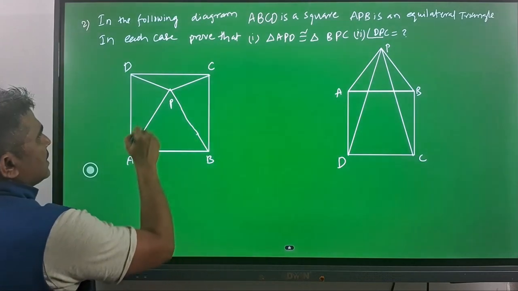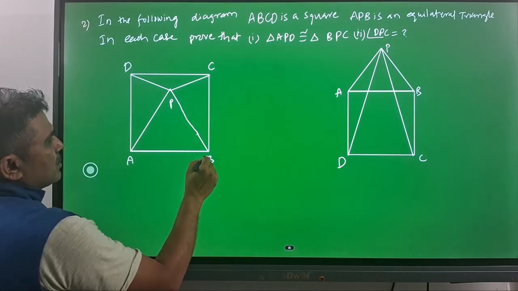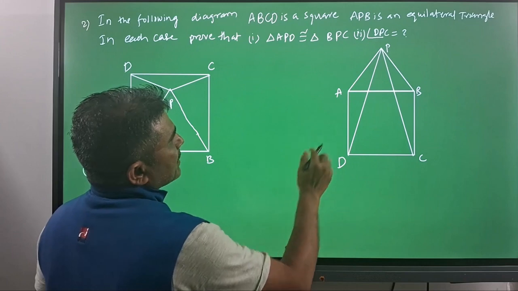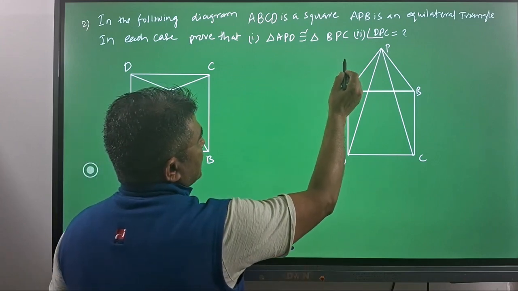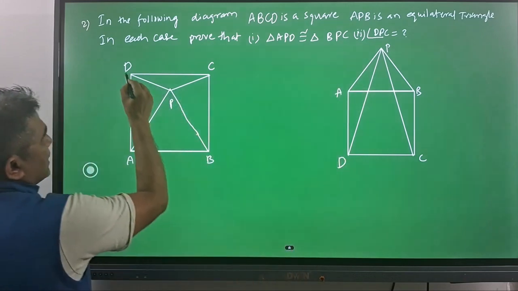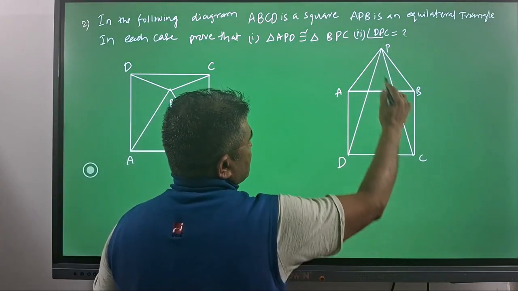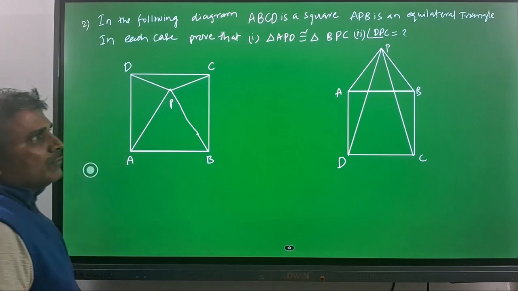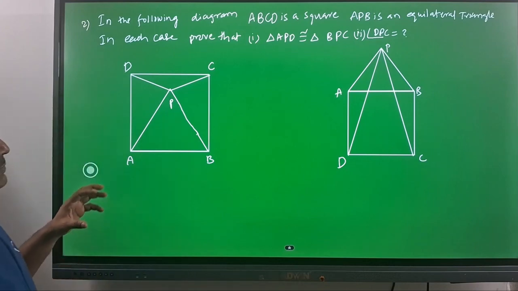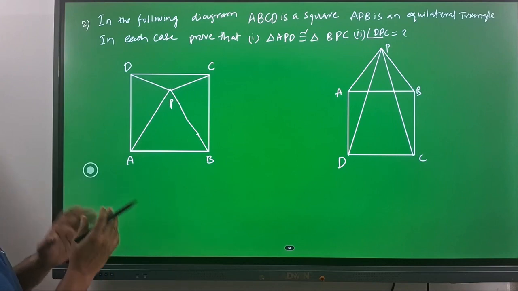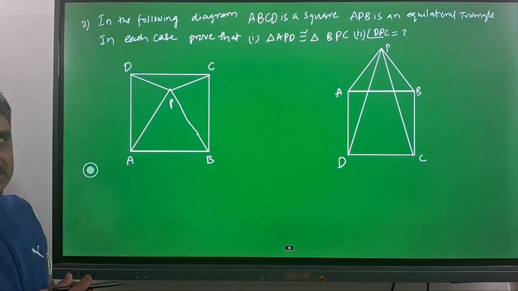triangle APD is congruent to triangle BPC, and here also the same. And we need to find out angle DPC. So angle DPC, this angle, and here also angle DPC, this much angle we need to find. So both seem to be similar but the pictures are different. If we prove for one, the remaining we can easily prove.